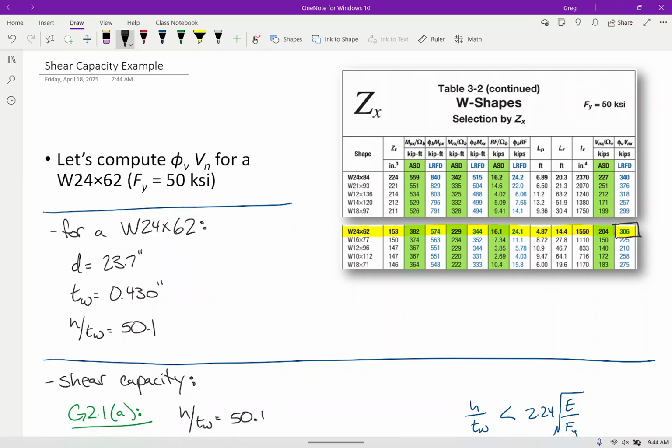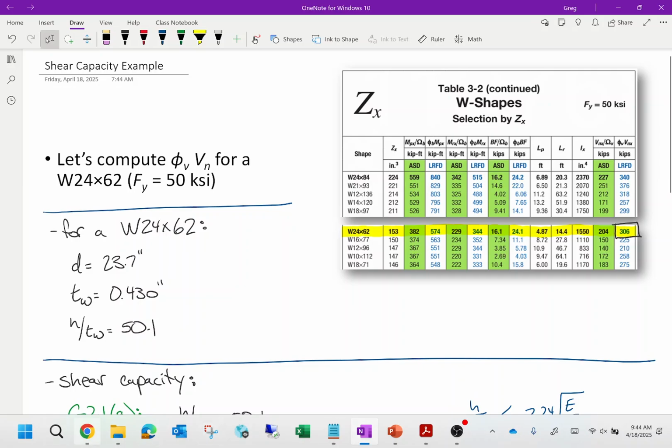What I want you to do on the homework assignment is compute the shear capacity for a W30 by 90. And notice how the W30 by 90 is going to change things. The spec's going to be different for the W30 by 90. But I do want to point something out before you go.